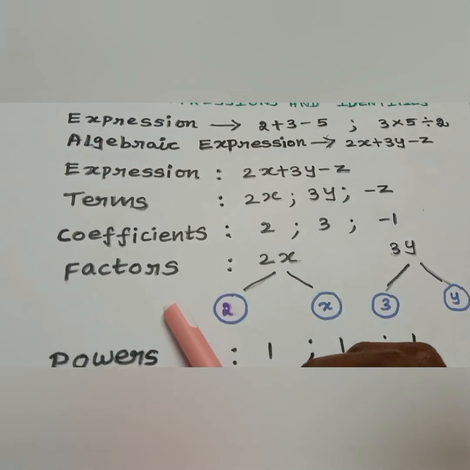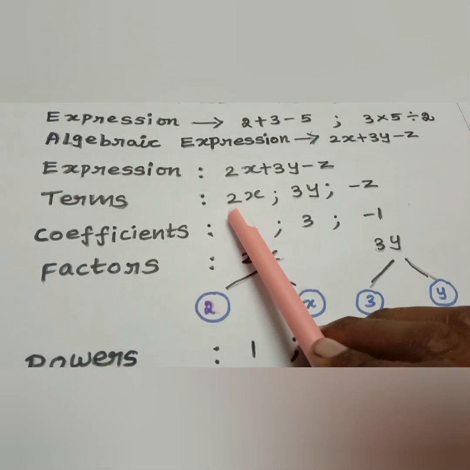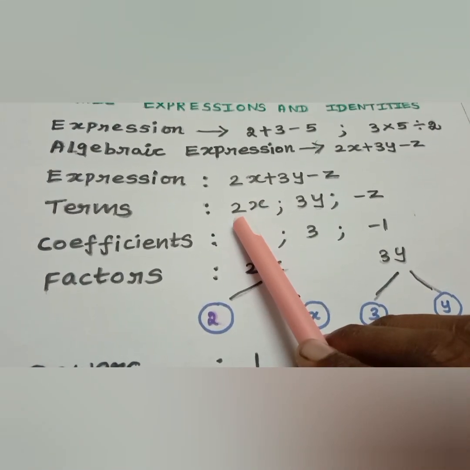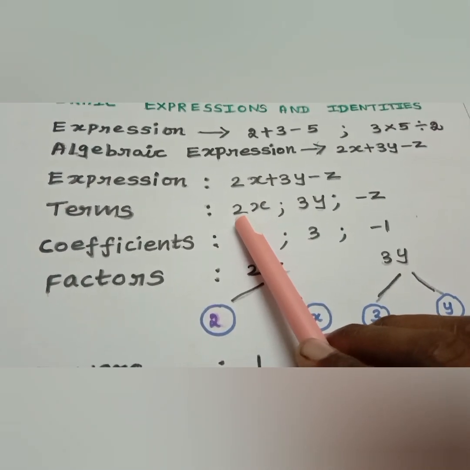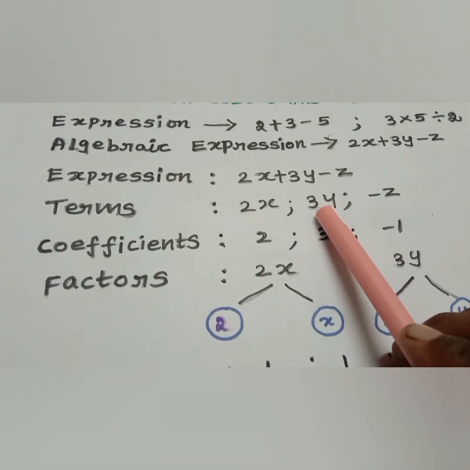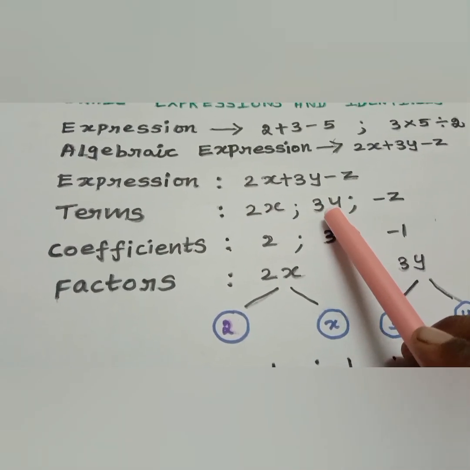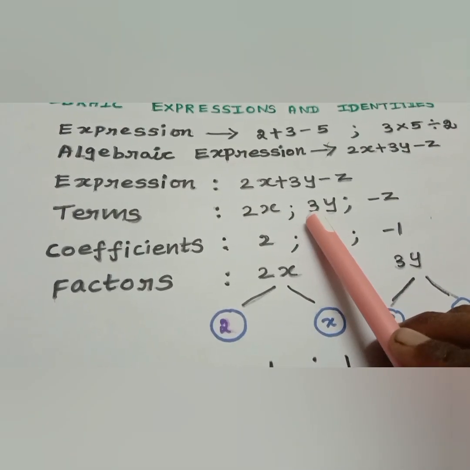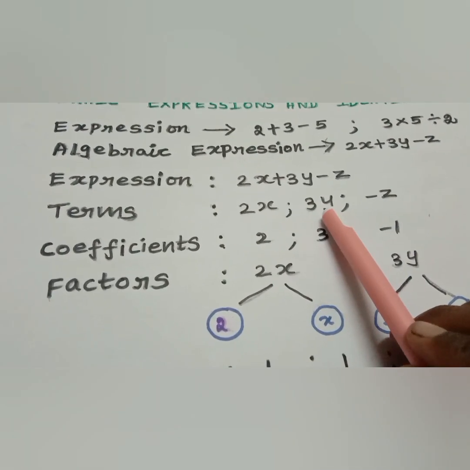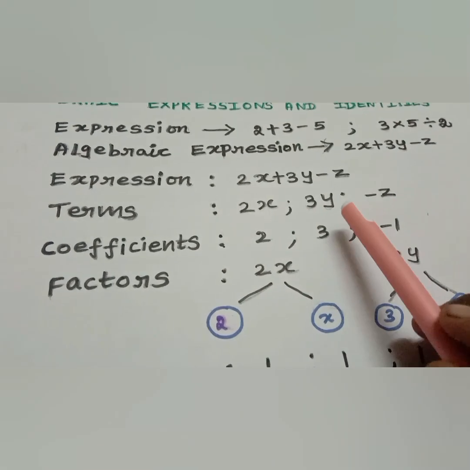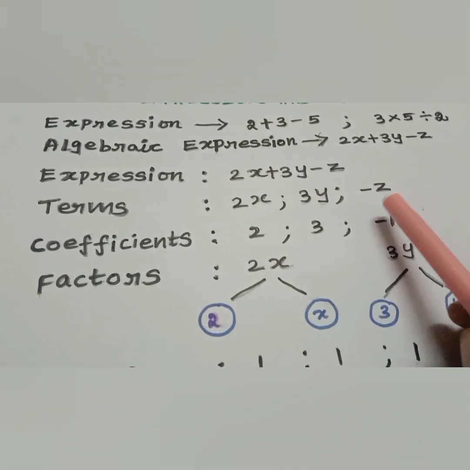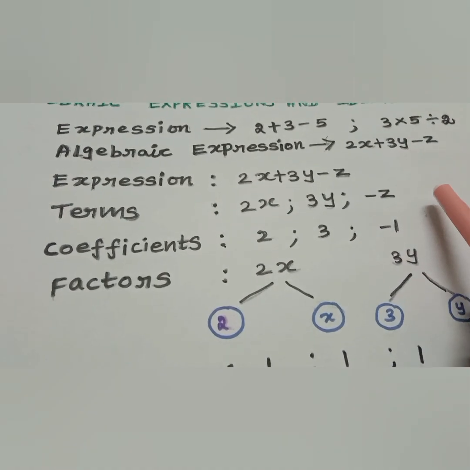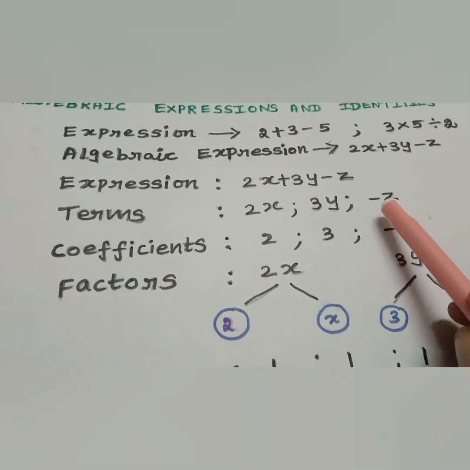The next one, coefficients. A coefficient is a numerical number that is multiplied by a variable. That number before the variable is called the coefficient. So, here 2 is called the coefficient. Before the variable y, there is 3, so 3 is called the coefficient of y. Here, minus z can be written as minus 1 into z, so minus 1 is the coefficient.